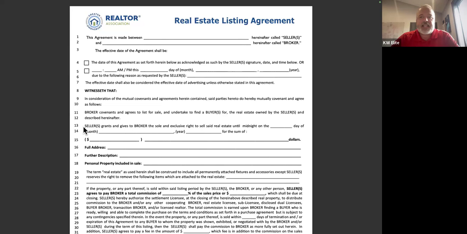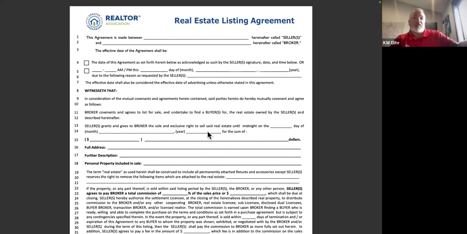And then next is you're going to put how long you are allowed to list the property. So sellers grant and give broker the sole and exclusive right to sell the property. You can't have it listed with multiple agents. It's exclusive to you as an agent until midnight on the blank day. So just making up a time, the 15th of January 2025.